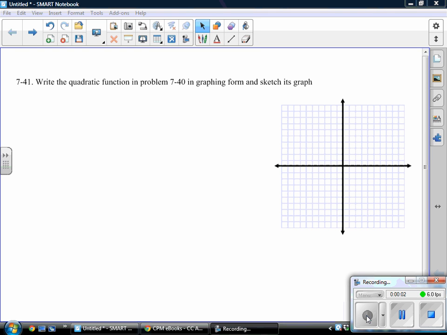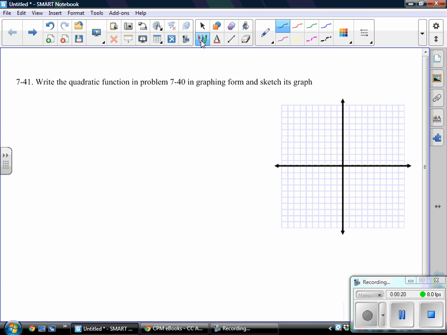This is problem 7-41 from section 7.1.3's homework. Write the quadratic function in problem 7-40 in graphing form and sketch its graph. So what we have is the equation from 7-40, which was y equals 3x squared plus 6x plus 1.